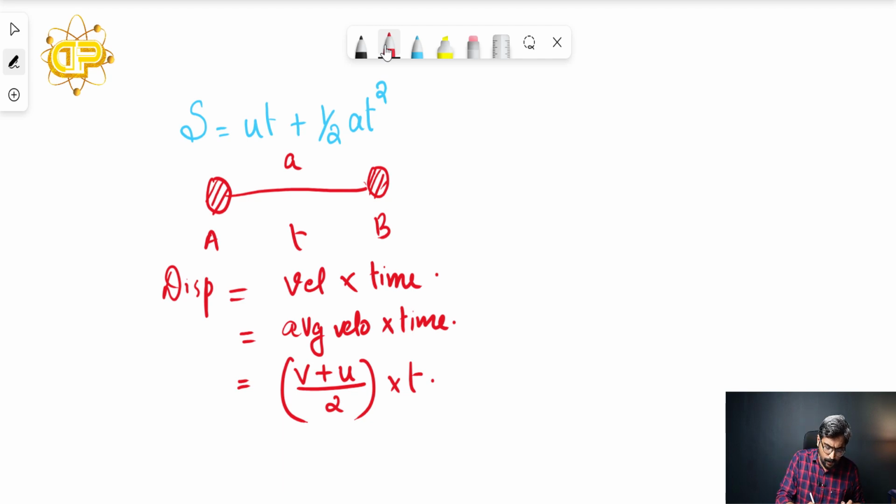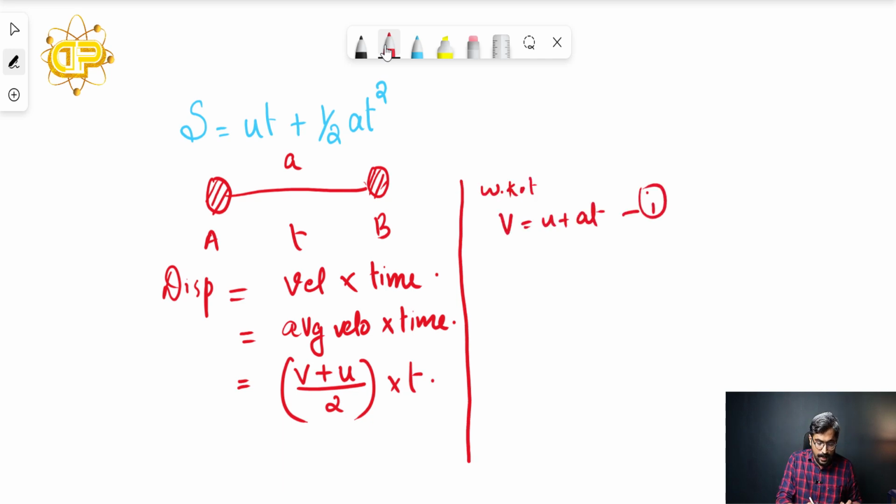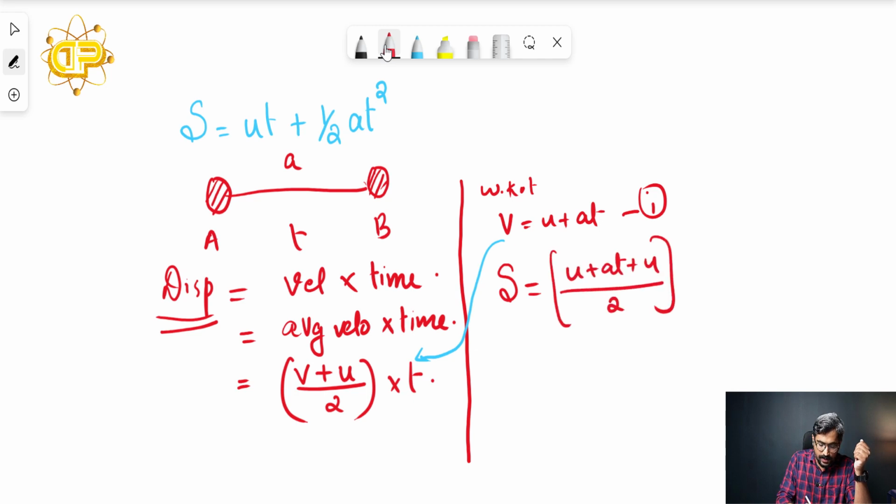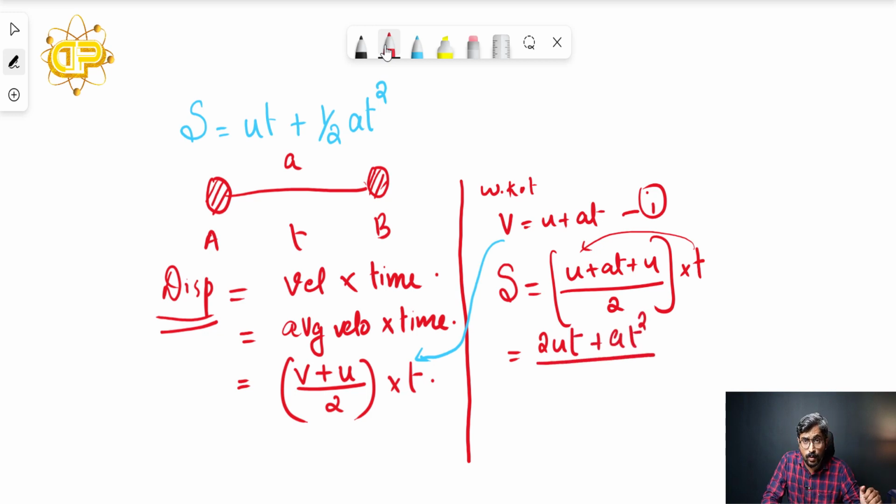Before, we have studied that v is equal to u plus at from the first equation of motion. I am just substituting the value of v here, because in the equation there is no term v, and I will get s is equal to (u plus at plus u) by 2 into t, or simply (2u plus at) by 2, and I am just operating this t inside. So (2ut plus at square) by 2. I hope that you got the point.